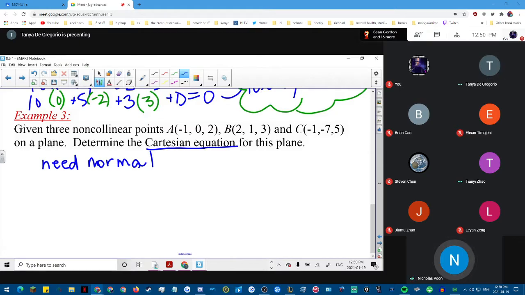Any two of the points, because they're all on the same plane, will give me what? Normals? The cross product of 2 lines, AB and AC. You got it.